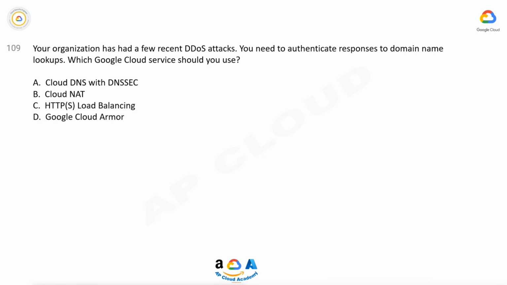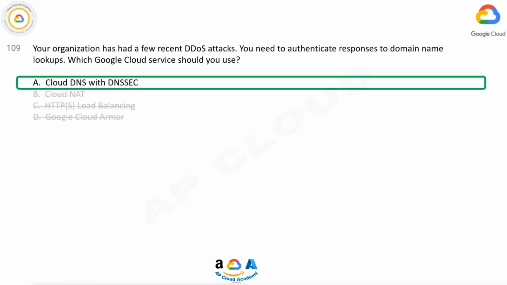109. Your organization has had a few recent DDoS attacks. You need to authenticate responses to domain name lookups. Which Google Cloud service should you use? A. Cloud DNS with DNSSEC. B. Cloud NAT. C. HTTPS load balancing. D. Google Cloud Armor. Correct answer is A. Cloud DNS with DNSSEC.